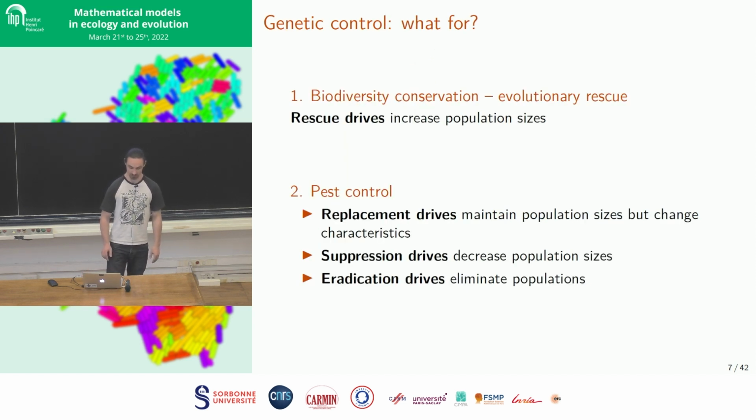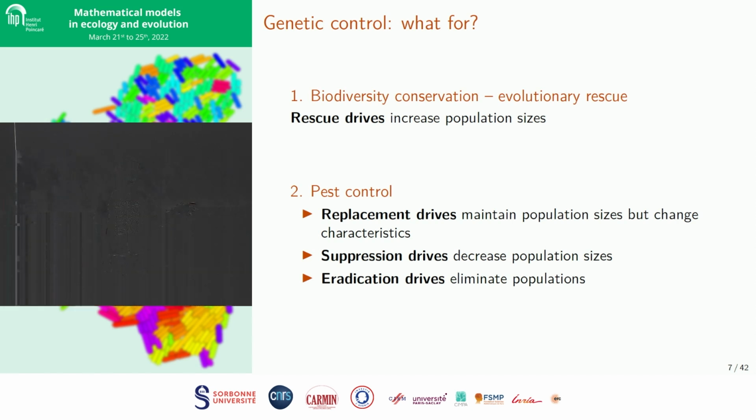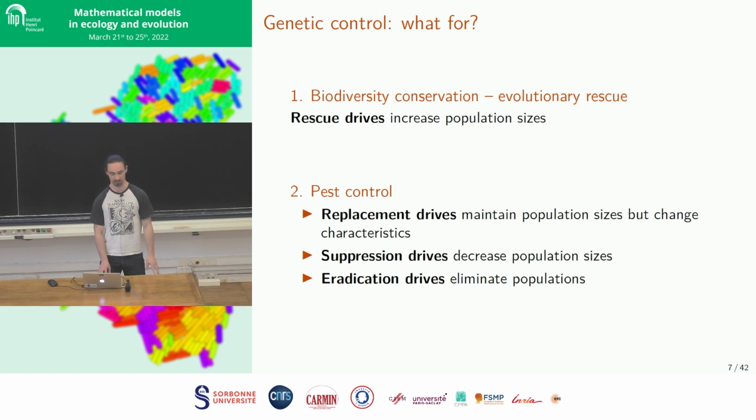But first, why would we want to do such a kind of genetic control? There are mainly 2 kinds of applications. The first one is evolutionary rescue or biodiversity conservation. In such a case, the drive is called a rescue drive, and its goal is to increase the population size. On the other hand, you have pest control strategies, where you use the gene drive either to replace the population with a new population, like in the Wolbachia strategy, or, more radically, to suppress a part of the population, or maybe even to completely eradicate it.